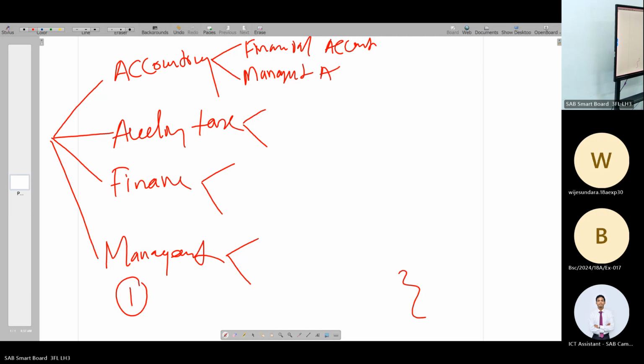Management accounting. Auditing and tax. First, we'll take the audit. Finance. What may be the sub areas? Corporate finance. You all studied business finance.